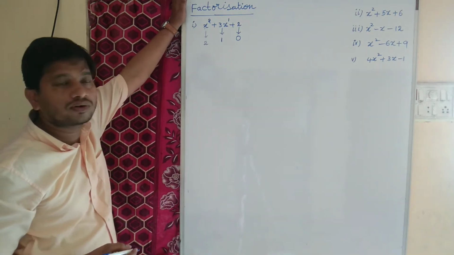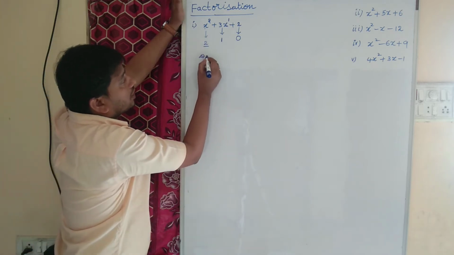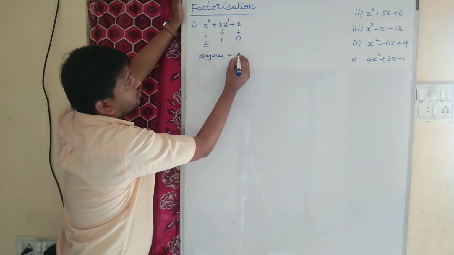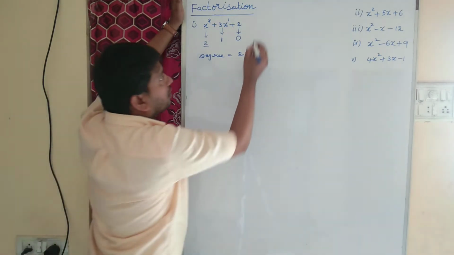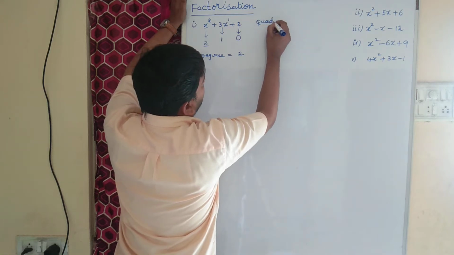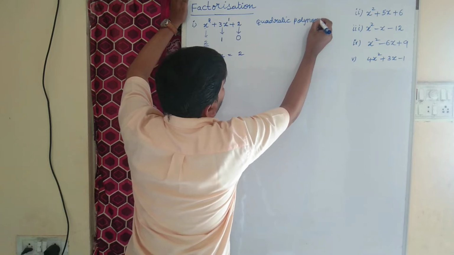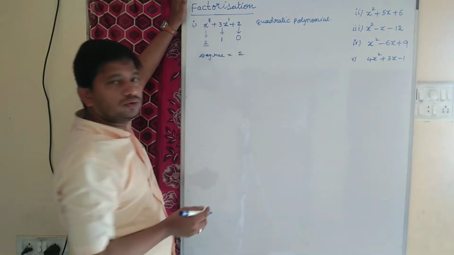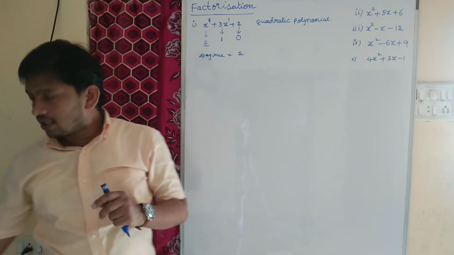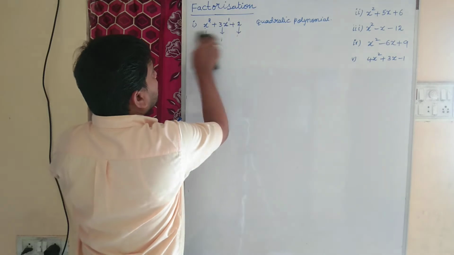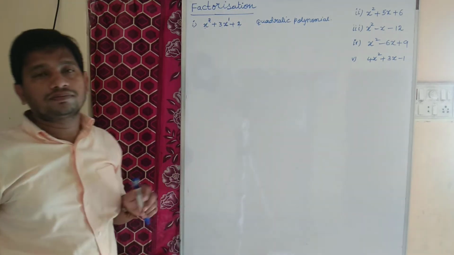Among these three terms, what is the highest degree? Of course, the highest degree is 2. Hence, this polynomial is said to be a quadratic polynomial. So, we have to find the roots of the quadratic polynomial by using splitting the middle term, which we also call factorization.